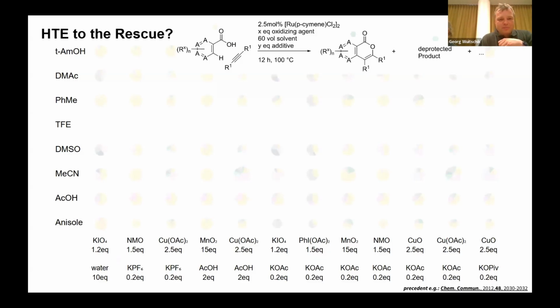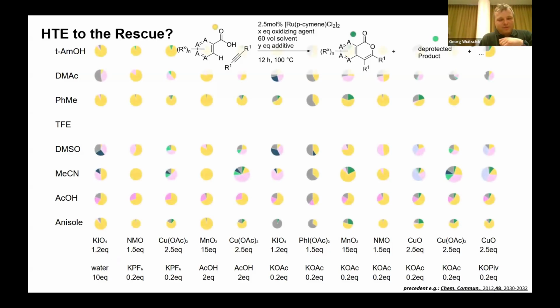And the layout of the chemical space didn't look great in our case. Green is hope, and in our case it always means product, and yellow is the limiting starting material, and everything else is stuff you don't want to have, so side products and other things. As you can see, in most cases there is hardly any conversion, maybe a little bit in toluene, maybe a little bit with copper acetate, potassium acetate, but not that much.